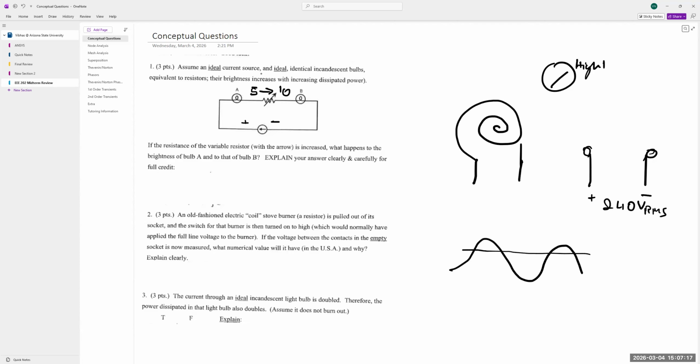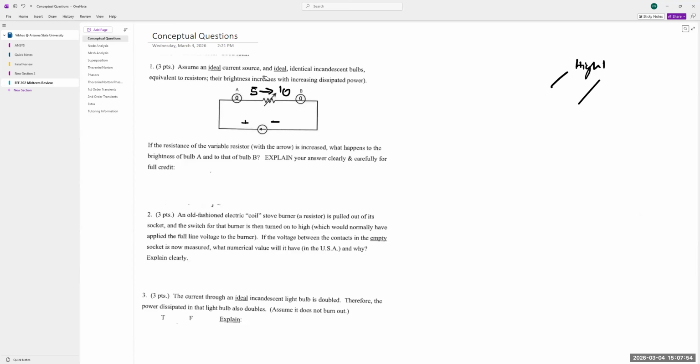The root mean squared is a way that we can categorize these values so that we can compare between different sine waves. So 240 volts RMS, the formula for the RMS voltage is the peak to peak voltage over root 2. So if this was the peak to peak voltage, the RMS voltage would be that divided by root 2. So the answer to this question would be 240 volts RMS would be applied.